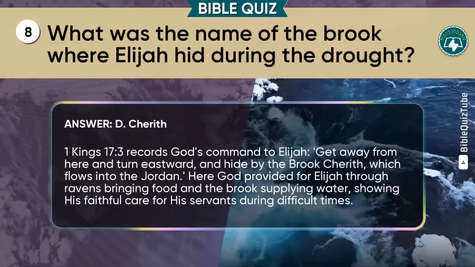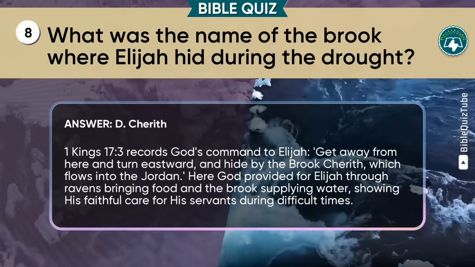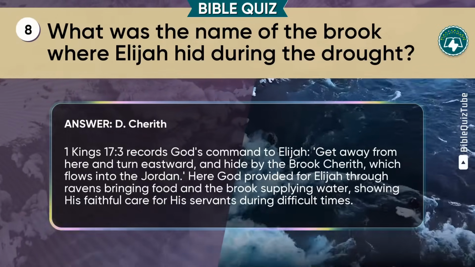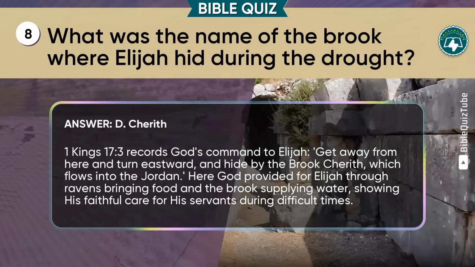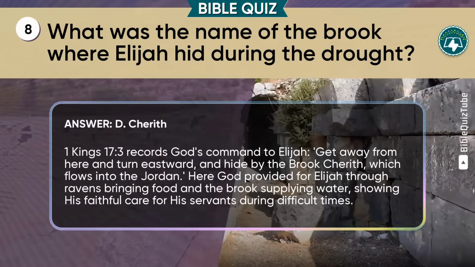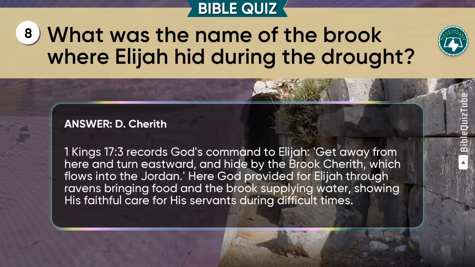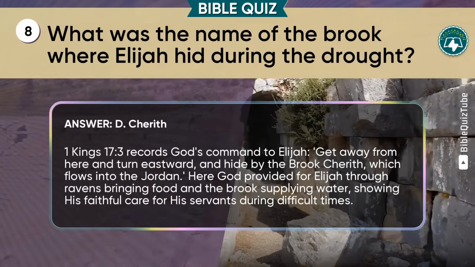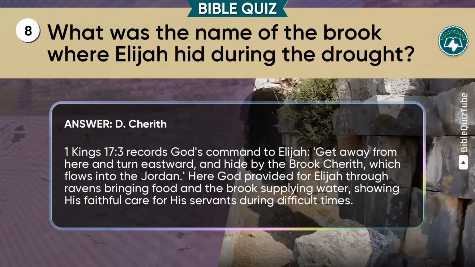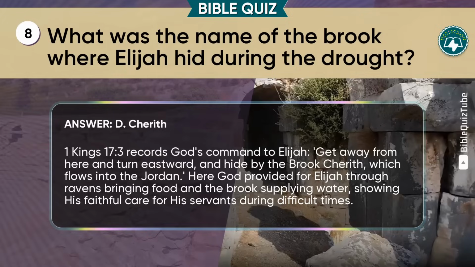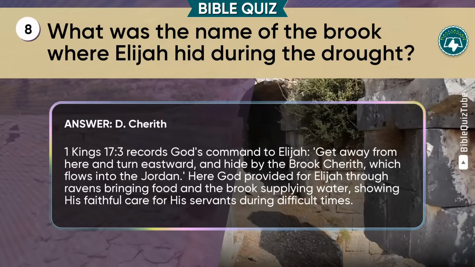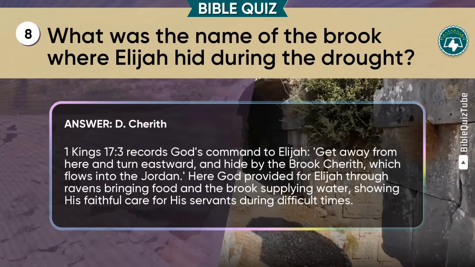The explanation. 1 Kings chapter 17 verse 3 records God's command to Elijah, "Get away from here and turn eastward, and hide by the brook Cherith, which flows into the Jordan." Here God provided for Elijah through ravens bringing food and the brook supplying water, showing his faithful care for his servants during difficult times.